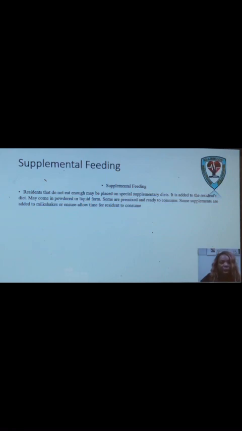You want to allow time for the resident to consume their supplemental feeding. And if the feeding is in a powder form, you want to add the appropriate amount of water to the form.